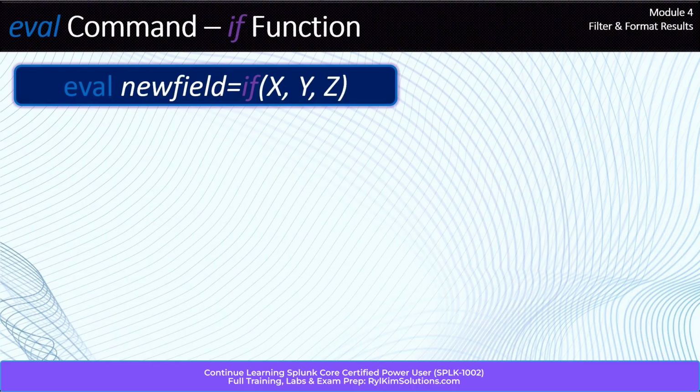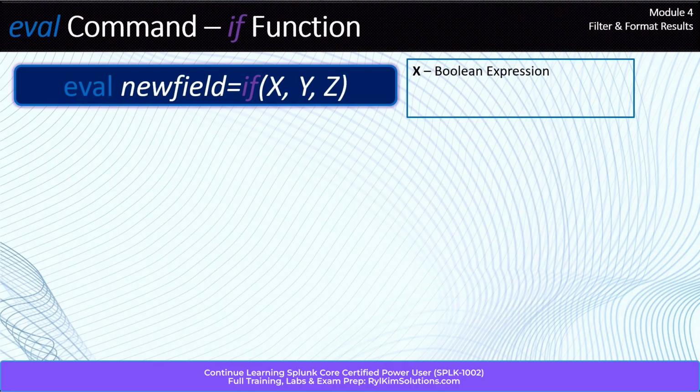So you're going to have your eval command, then you put your new field on the right side. Sorry, you're going to have the if function and then the parameters of the if function, which we're going to see here. The first one that we use here is the x. X actually represents a Boolean expression, which basically means that it can evaluate to true or false. That's why it's called a Boolean expression. Now, if the Boolean expression is true, then you are going to give the new field the value y. If the Boolean expression is false, then you are going to give that new field the value z.